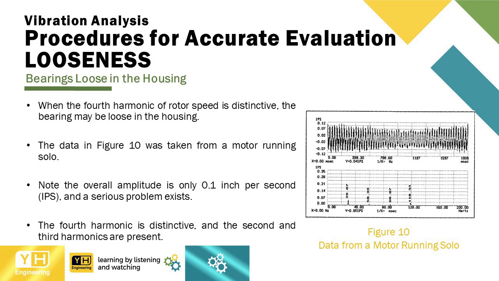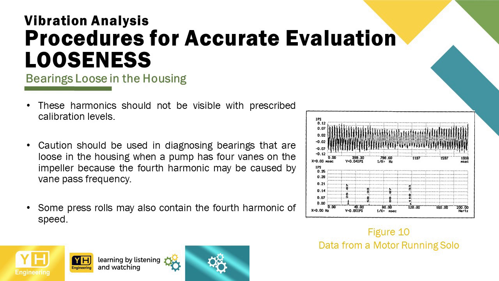Vibration analysis. Procedures for accurate evaluation. Looseness. Bearings loose in the housing. When the fourth harmonic of rotor speed is distinctive, the bearing may be loose in the housing. The data in Figure 10 was taken from a motor running solo. Note the overall amplitude is only 0.1 inch per second, and a serious problem exists. The fourth harmonic is distinctive, and the second and third harmonics are present. These harmonics should not be visible with prescribed calibration levels.